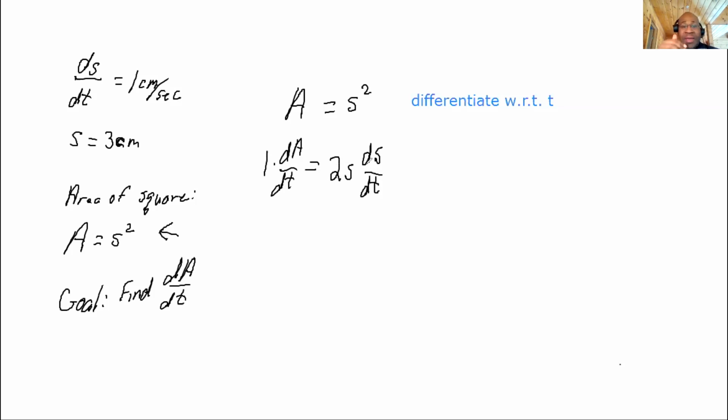All right, so remember we have those notations because we're differentiating with respect to the variable t. Now that we've differentiated both sides, notice we have dA/dt and ds/dt. Remember what our goal is. Our goal here is to find dA/dt, and in this case, we already know what ds/dt is. So what we can simply do is take our given information and plug it into this relationship here.